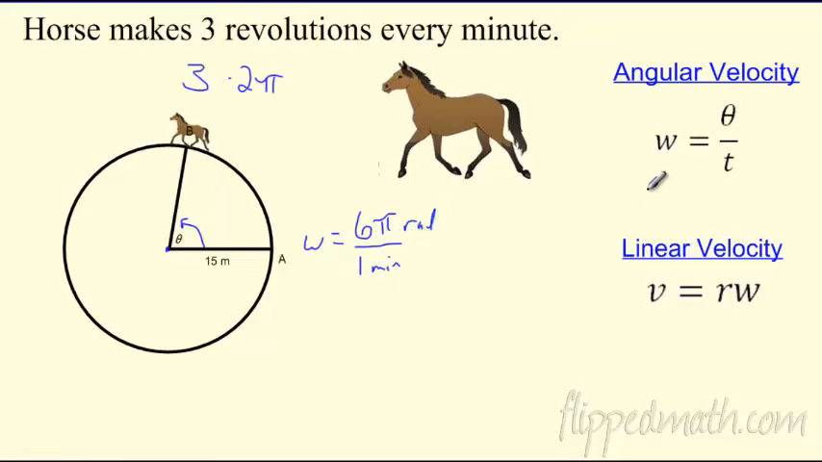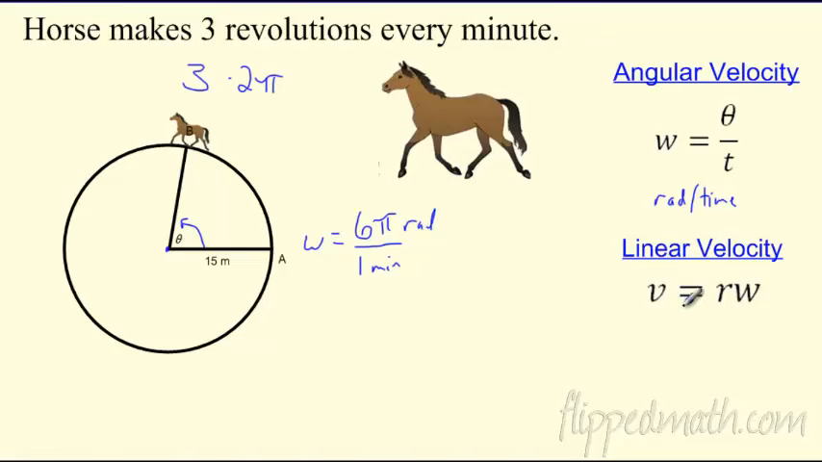So angular velocity is always going to be in radians per some unit of time. That's it. So all we're really doing is changing revolutions to radians. That's how fast this is going. And it makes sense. He does 6 pi every minute. He does 3 revolutions. That's 6 pi. That's how fast his angular velocity is. So you're like, that's great. That doesn't mean much to me. But I can use that to find his linear velocity with this fancy formula.